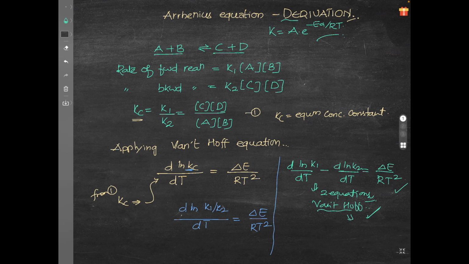I am just giving you again. A plus B gives rise to C plus D. Rate of forward reaction is equal to k1 into concentration of A and B. Backward reaction is k2 into concentration of C and D. Equilibrium constant Kc is equal to k1 by k2. For this we are applying the Van 't Hoff equation, and we are getting this one. Done?